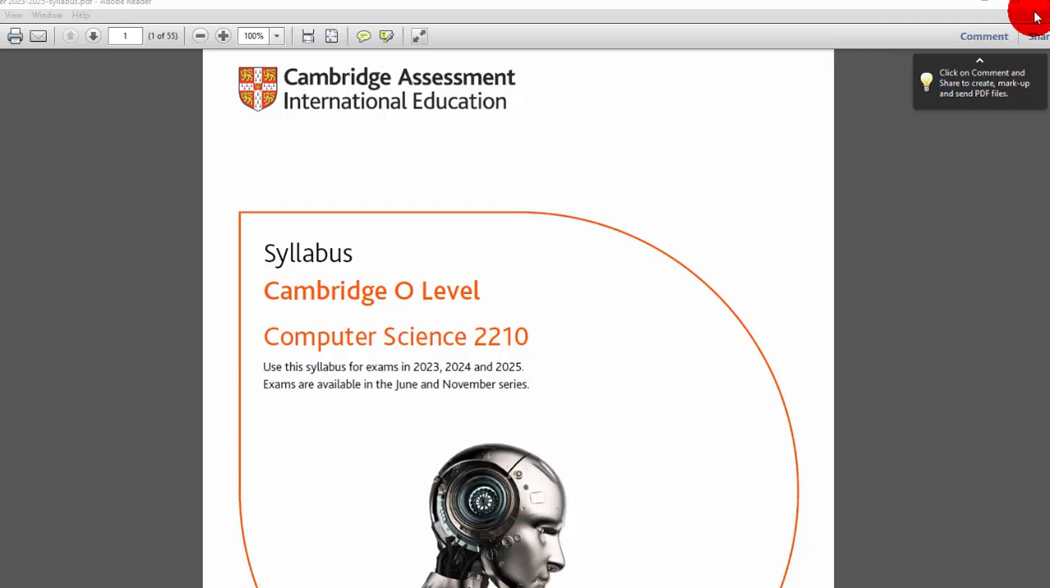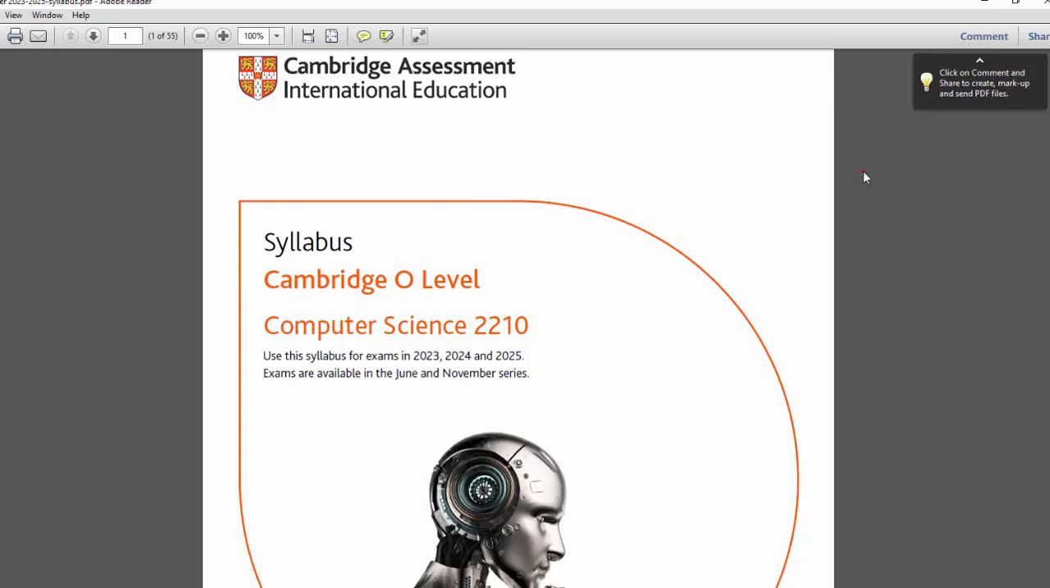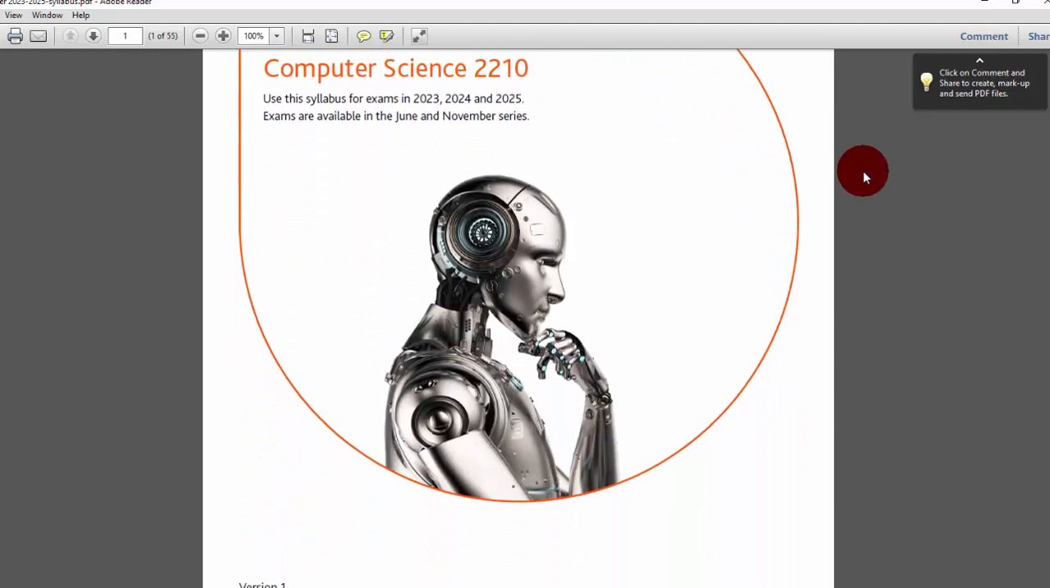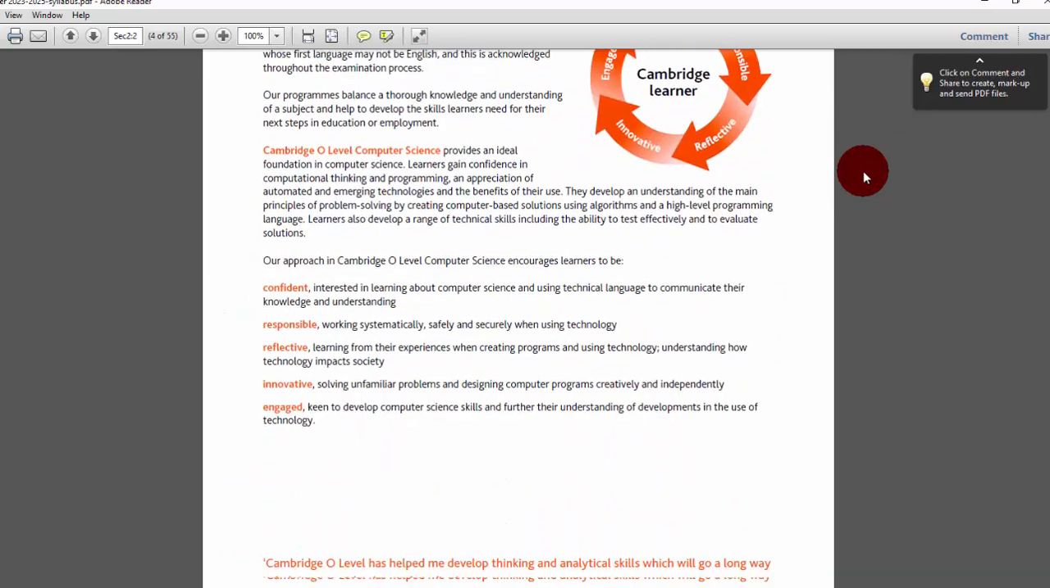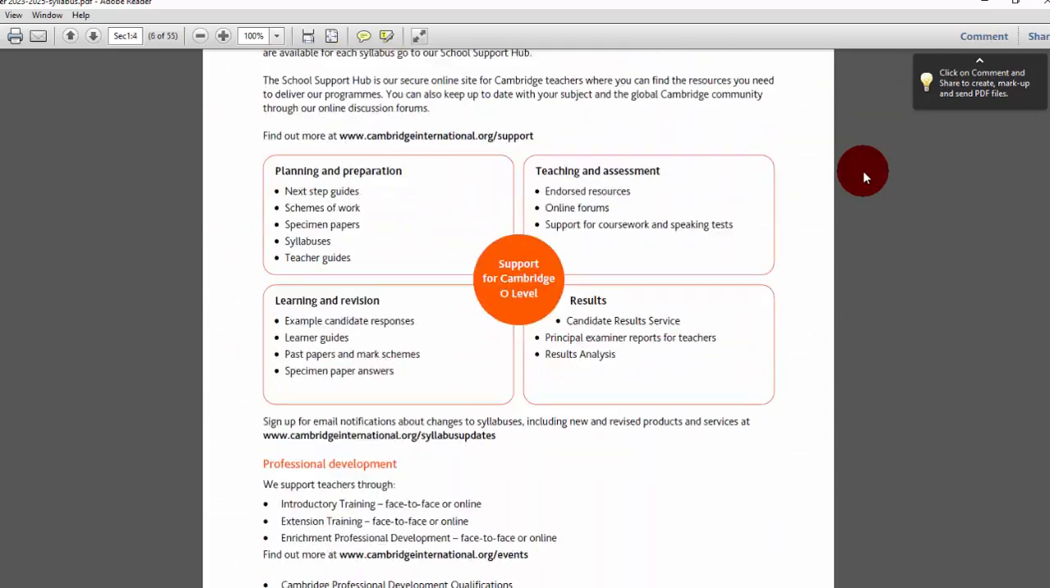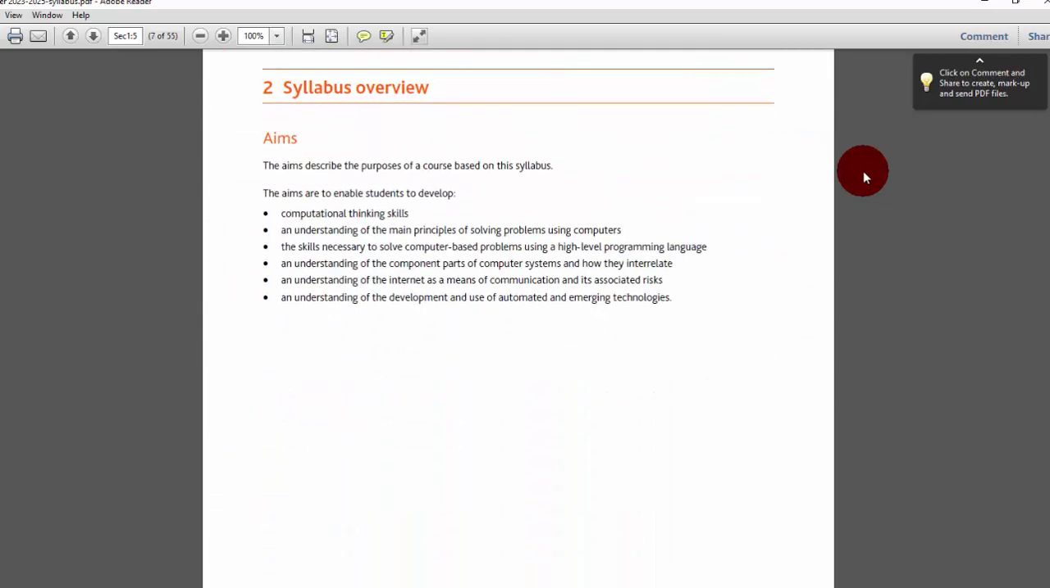Today I would like to review an updated version of the 2210 syllabus. There are major advancements in the new syllabus. We used to look through it, and then we study its book. Okay, now first of all, we go through the contents.